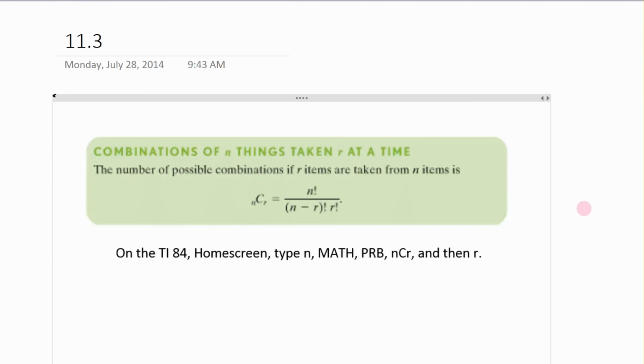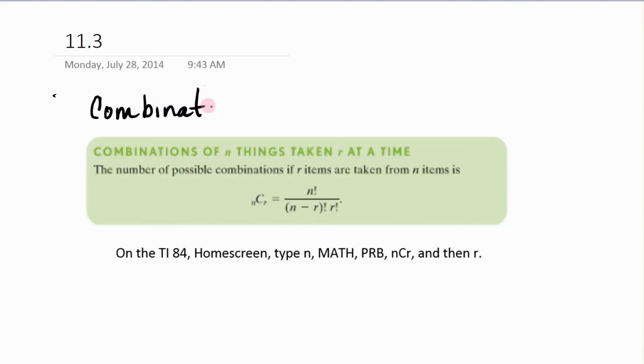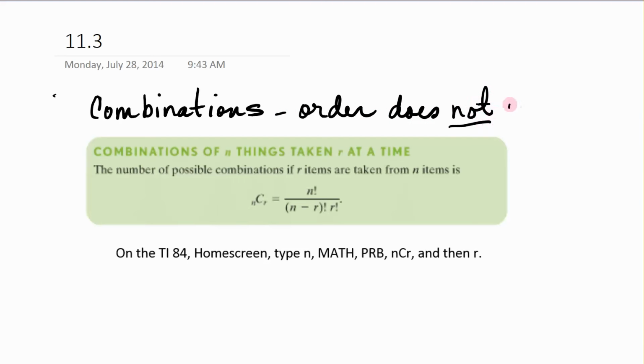All right, in this lesson, section 11.3, we are leaving, well, sort of leaving permutations and moving on to another way where we arrange items, but in this arrangement, which these are called combinations. In combinations, order does not matter.